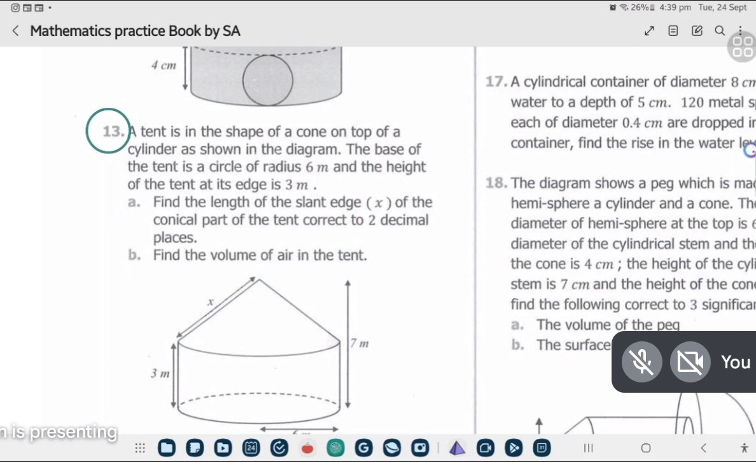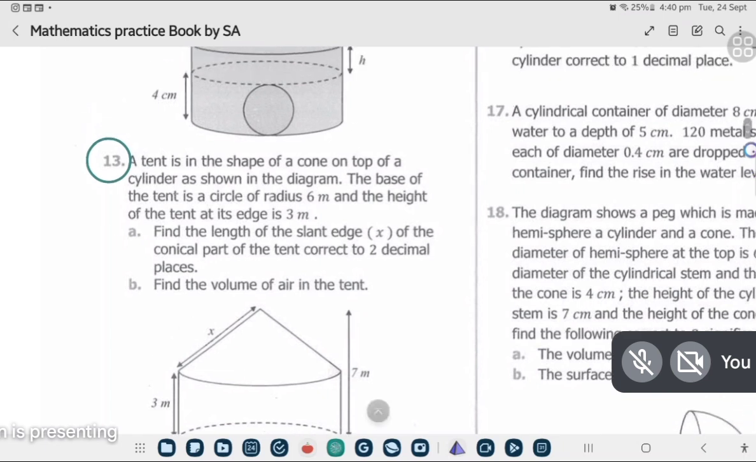The tent is the shape of a cone on the top of the cylinder, as shown in the diagram. The base of the tent is a circle of radius 6 meters, and the height of the tent at its edge is 3 meters. Find the length of the slant edge x of the conical part of the tent correct to two decimal places. Find the volume of the air in the tent.